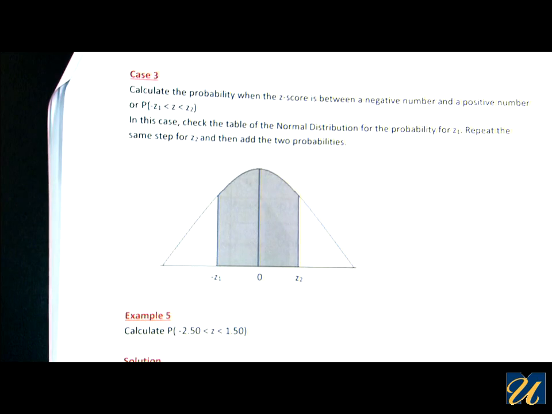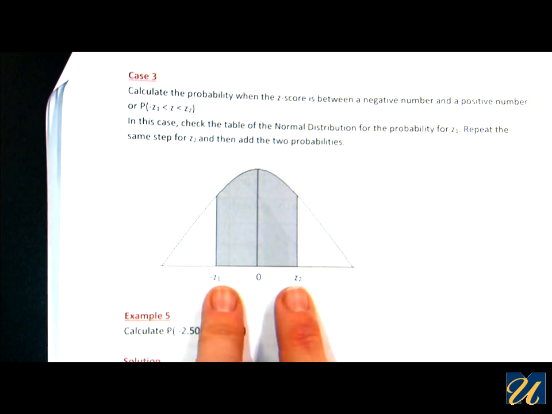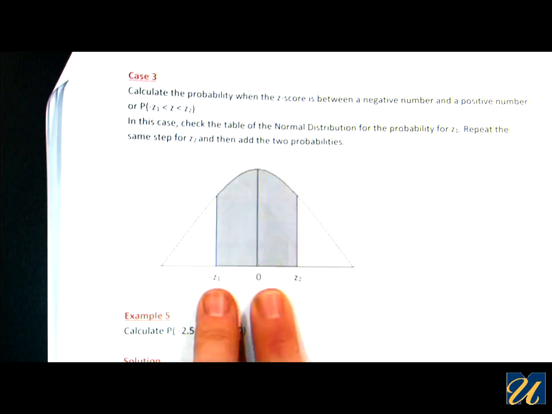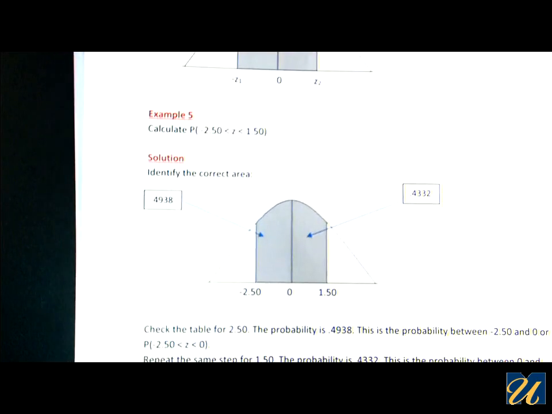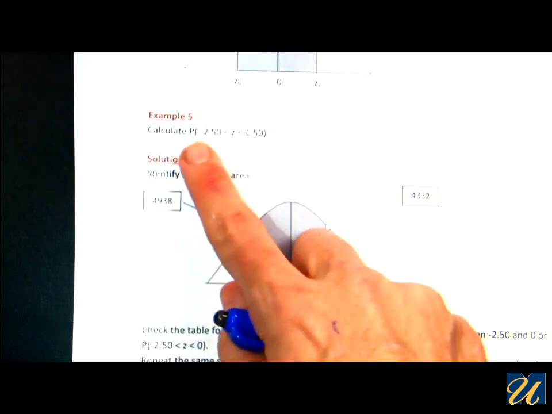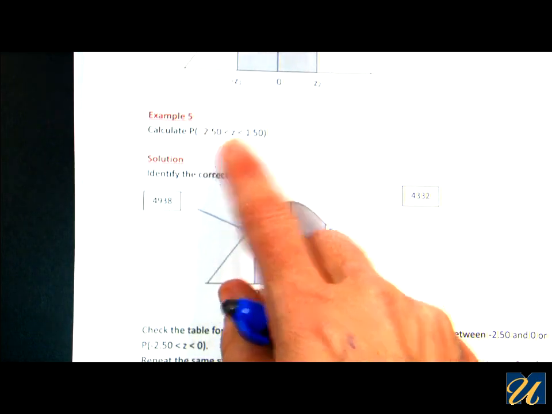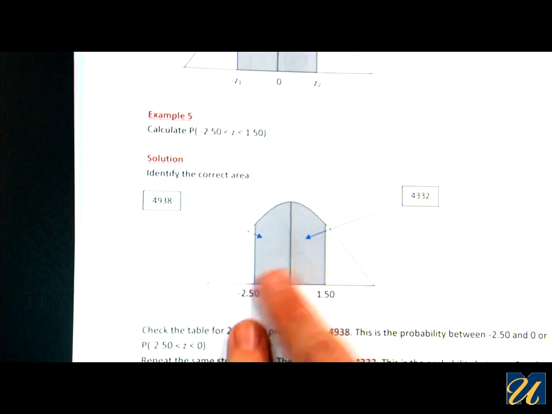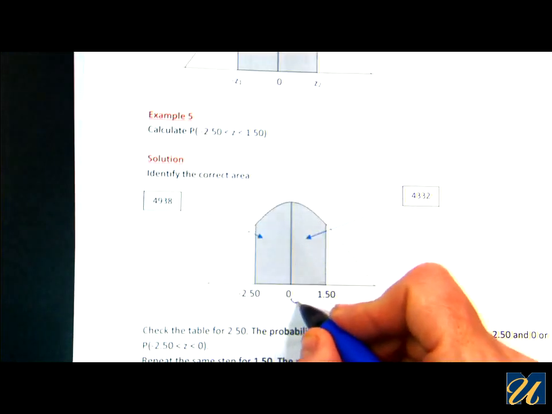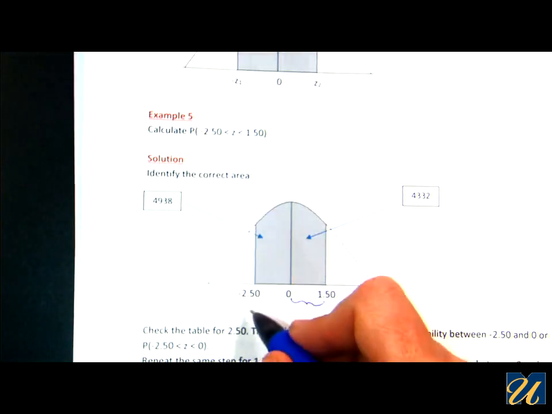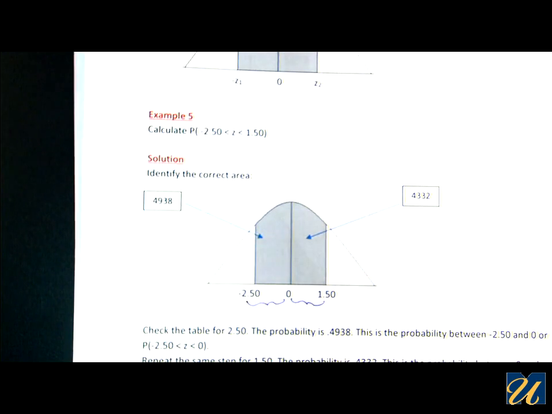Let's see now what happens when I'm looking for an area between two values, between a positive and a negative z-score, which means that in this case, the mean is inside the area you're looking for. So if you are looking for the area between negative, let's say, 2.5 and positive 1.5, then this will be the area that you want. All you need to do is check your table for 1.5 and then for 2.5.